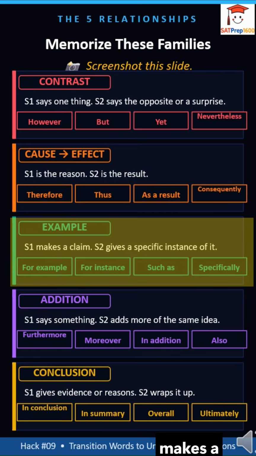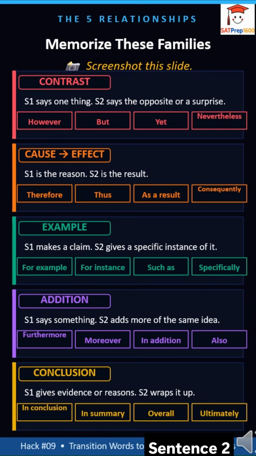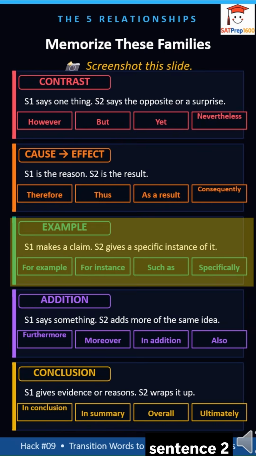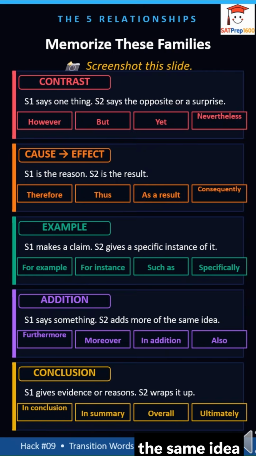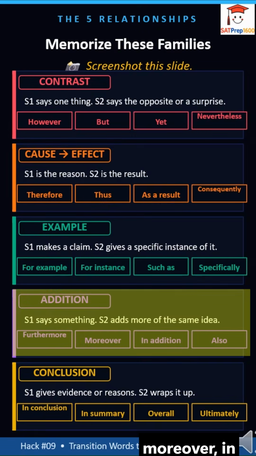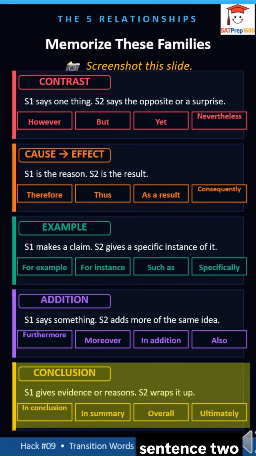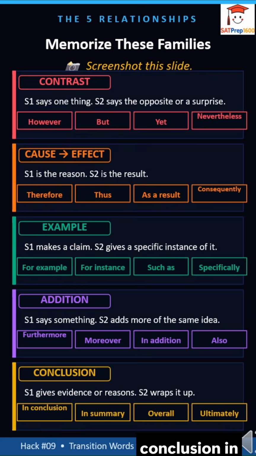Example. Sentence 1 makes a general claim. Sentence 2 gives a specific instance. Words: for example, for instance, specifically. Addition. Sentence 2 adds more of the same idea from sentence 1. Words: furthermore, moreover, in addition, also. Conclusion. Sentence 2 wraps up or summarizes. Words: in conclusion, in summary, overall, ultimately. Screenshot this slide. These are the only 5 families you'll ever see on the SAT.